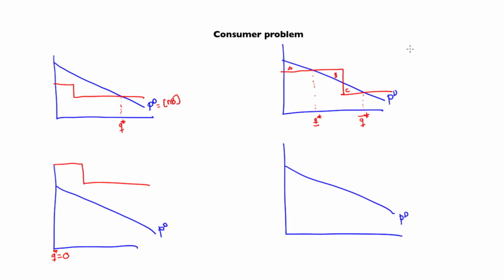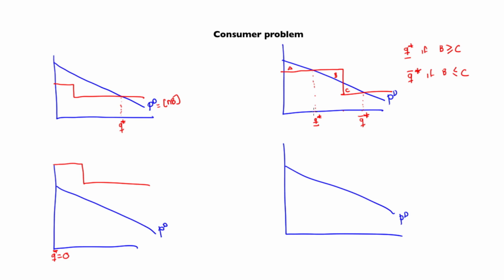Then I claim that the consumer chooses Q lower bar star if this area B is greater than or equal to C, and in contrast, it chooses Q upper bar star if the area B is less than or equal to C. Let's see why. Now, what happens if the consumer jumps from this point to this point to this point?